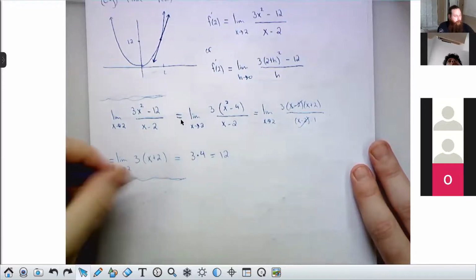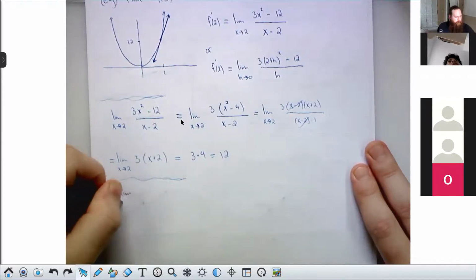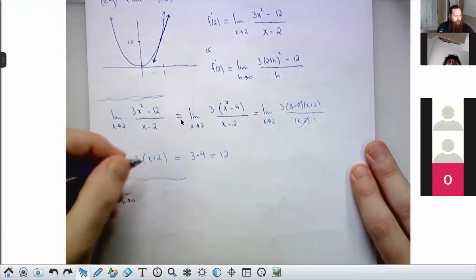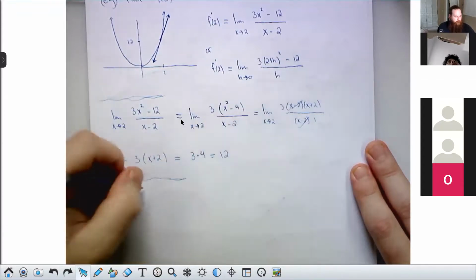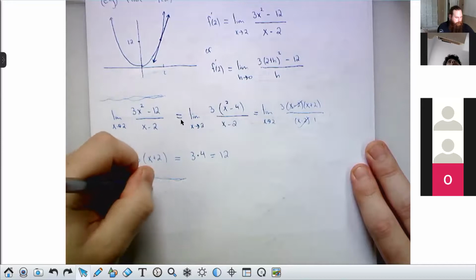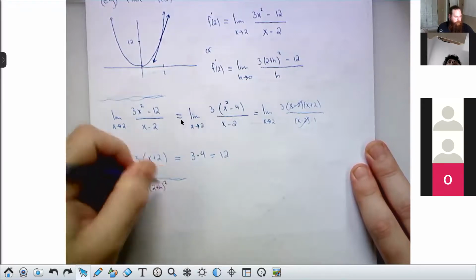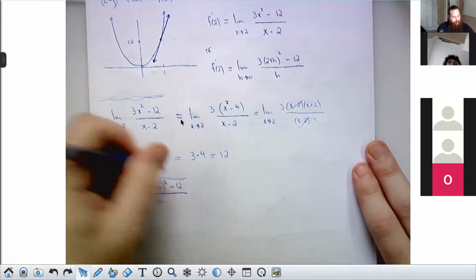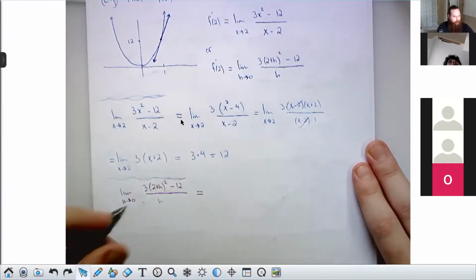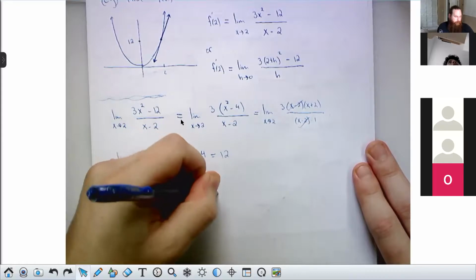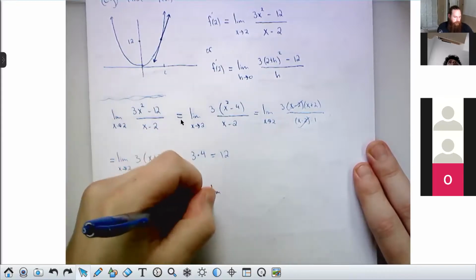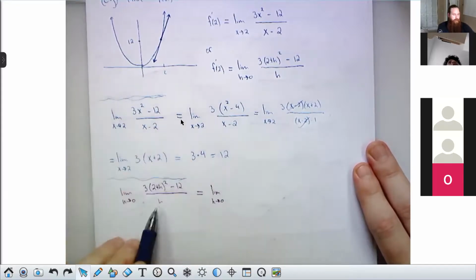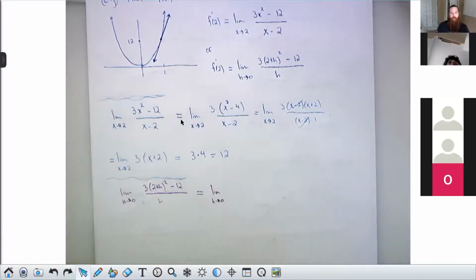All right. The other option is to calculate this as the limit as h goes to 0 of this apparatus, 3 times 2 plus h all squared minus 12 over h. This will require the same sort of thing. We're going to have to at some point cancel something because we've got to get rid of that h in the bottom. I can't plug in zero for h as long as that's down there.